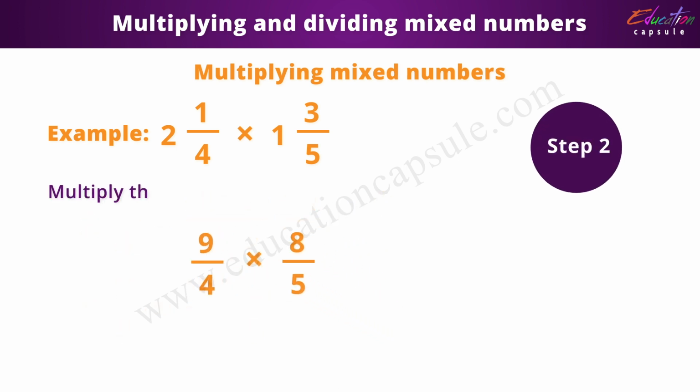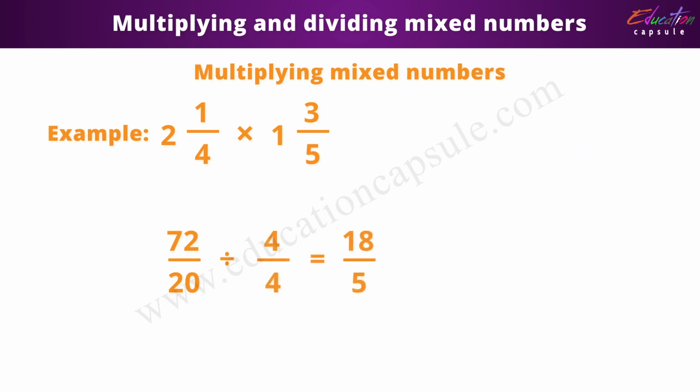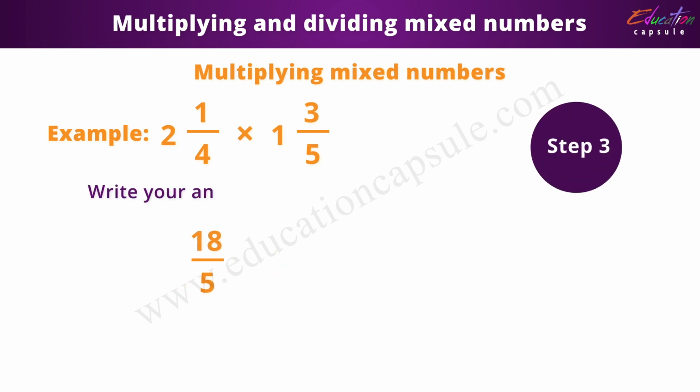Step 2. Multiply the numerators and the denominators and simplify the fraction if needed. Therefore, 9/4 times 8/5 gives you 72/20, which can be divided by 4 in the numerator and denominator to get the fraction as 18/5. Step 3. Write your answer as a mixed number. So 18/5 can also be written as 3 wholes and 3/5.